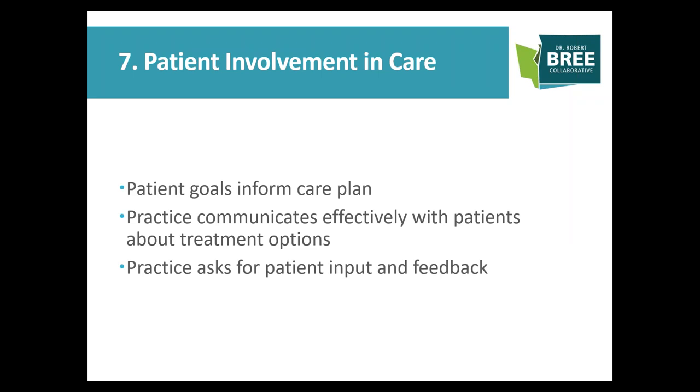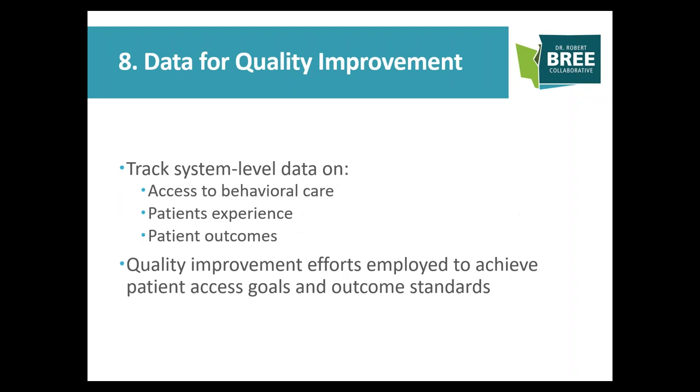And number seven is patient involvement in care: that providers are talking to the patient about what integrated care means, that they've asked patients about their opinions about access and quality, and even asked about social support needs. And again, we'll reiterate this in multiple elements, that patient goals of care inform the care plan and that communication is happening effectively and at a level that meets the patient's needs. Next slide.